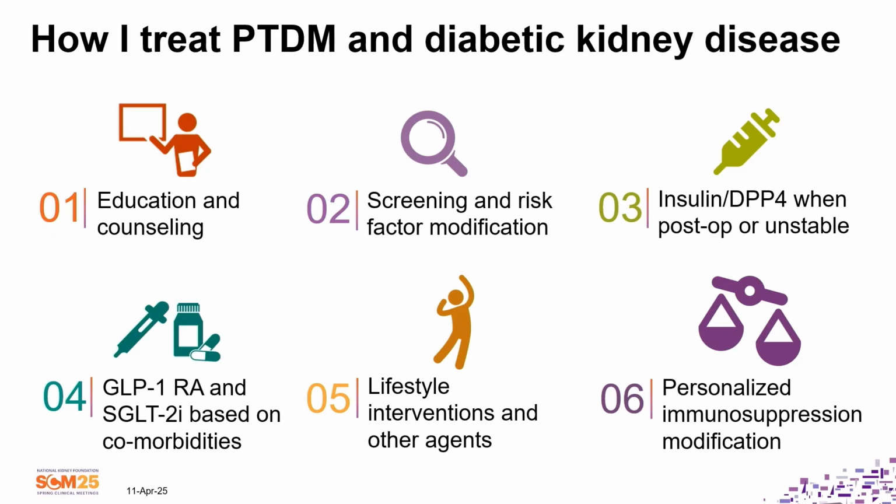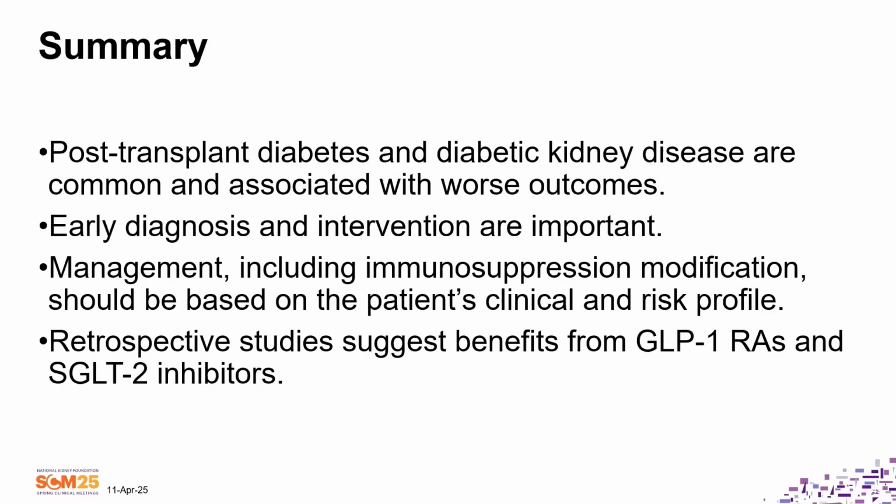But again, the 6 points, just to remind you what we discussed today. And to summarize, post-transplant diabetes and diabetic kidney disease are common and associated with worse outcomes. Early diagnosis and intervention are important. Management, including immunosuppression modification, should be based on the patient's clinical and risk profile. And retrospective studies suggest benefits from GLP-1 RAs and SGLT2 inhibitors.